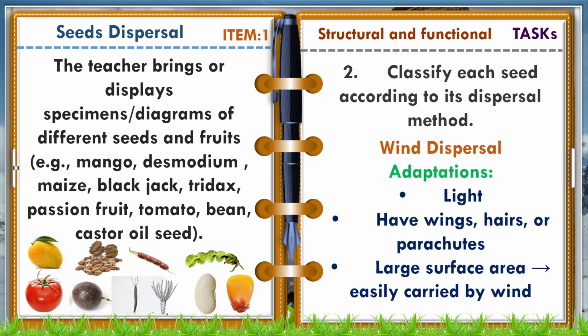Then now let us look at their adaptation. Those seeds dispersed by wind, what adaptations do they have? One, they are light so that they can be carried by wind, for example, tree ducks. Some have wings, hairs, and parachutes, which help them to be carried in wind. They have got a large surface area, which makes it easier to be carried by wind.